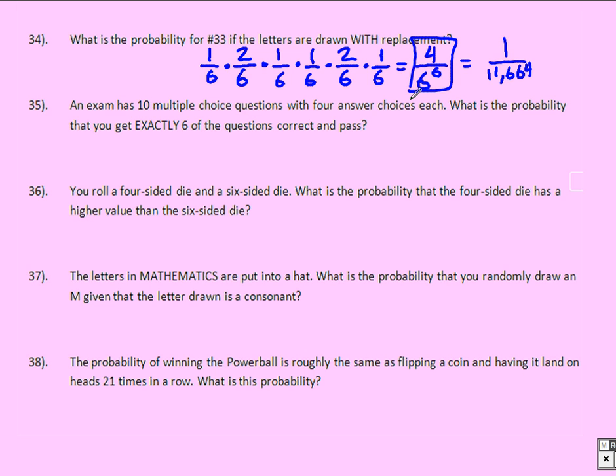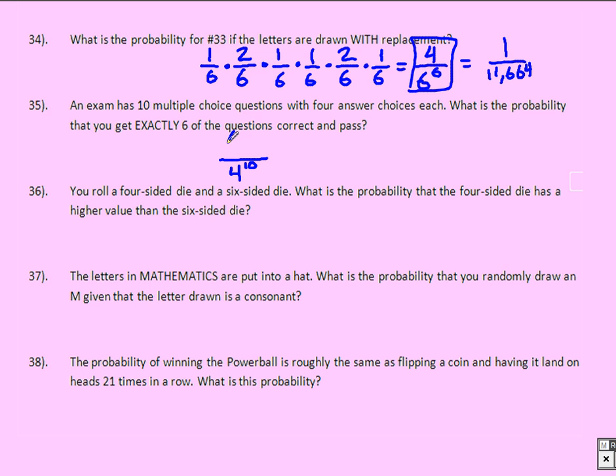35. An exam has 10 questions, 4 choices each. You want to know the probability that you get exactly 6 of the questions correct, and therefore you pass. Well, here's how it's going to look. Each question has 4 possible answers, and there are 10 questions. So 4 to the 10th power is the number of different ways that you can answer each question.